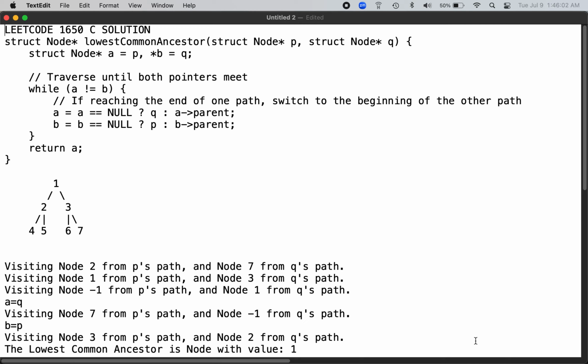Let's discuss the C solution to LeetCode problem number 1650, Lowest Common Ancestor.